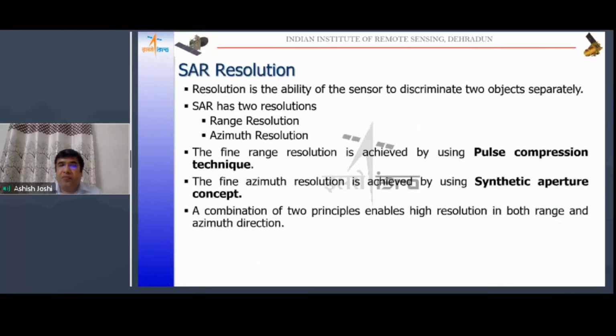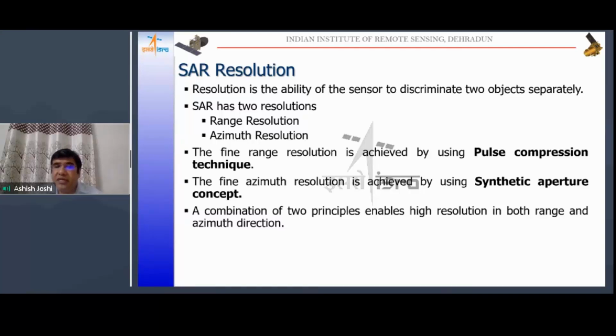Now, normal optical imaging has one resolution, but SAR has two resolutions. One is called the range resolution, and the second is called the azimuth resolution. The fine range resolution in SAR is achieved by using the pulse compression technique, and the fine azimuth resolution is achieved by using the synthetic aperture concept. So a combination of two principles enables a high resolution image in both range and azimuth direction.